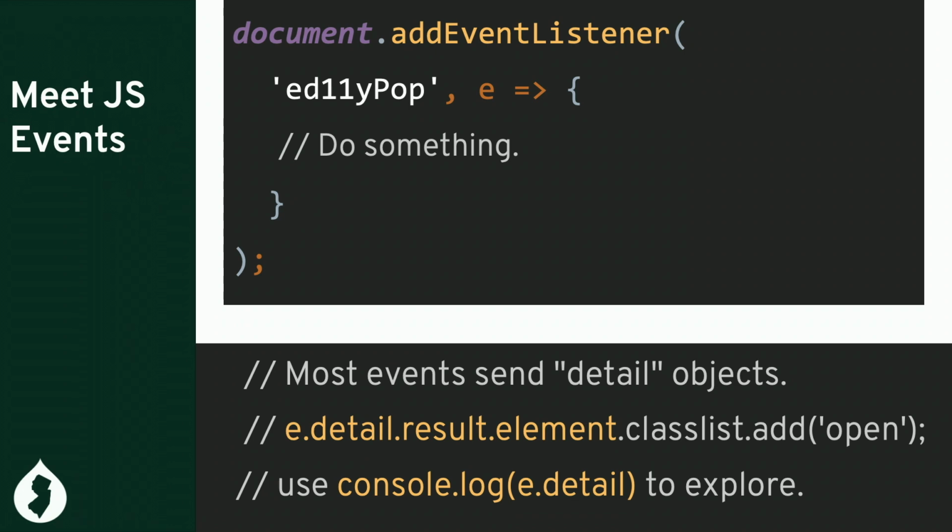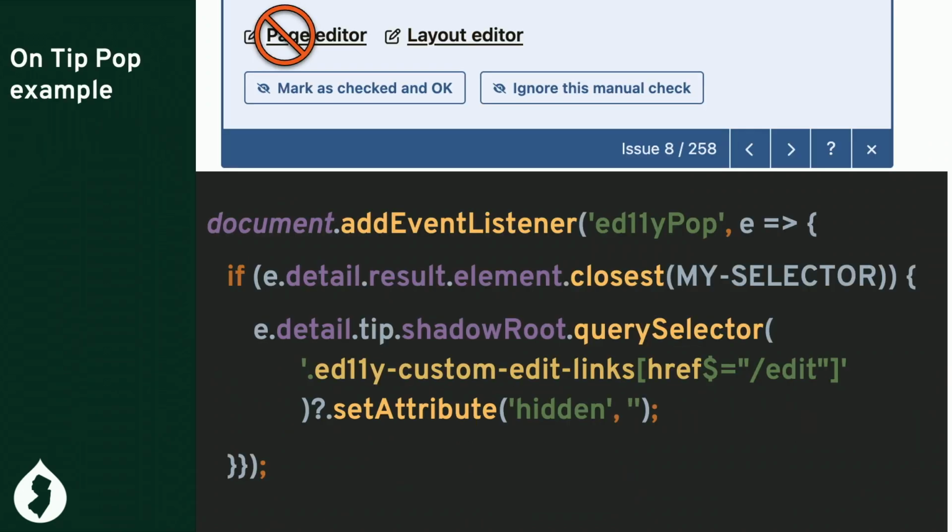So if you've never messed with these, you can take this code off the Editorially documentation, add event listener, and just write console log e.detail, and then refresh the page, and it'll print into the console everything Editorially is sending that you have available to play with. So the example that you can do here, like edly pop, you could say, if the detail result element closest, so that means if the ancestor of this matches whatever selector you want, then you can say e.detail.tip, because the details also include a reference to the tip that just got drawn.